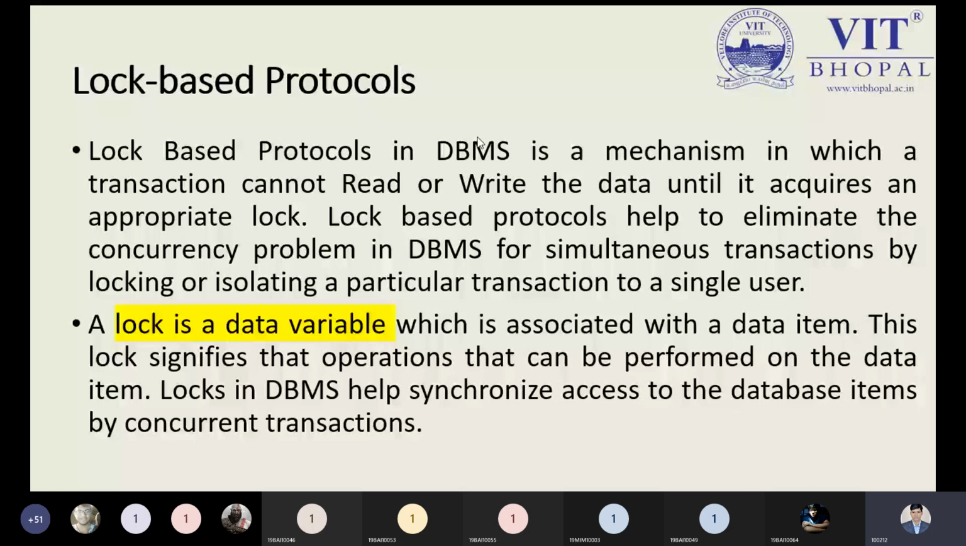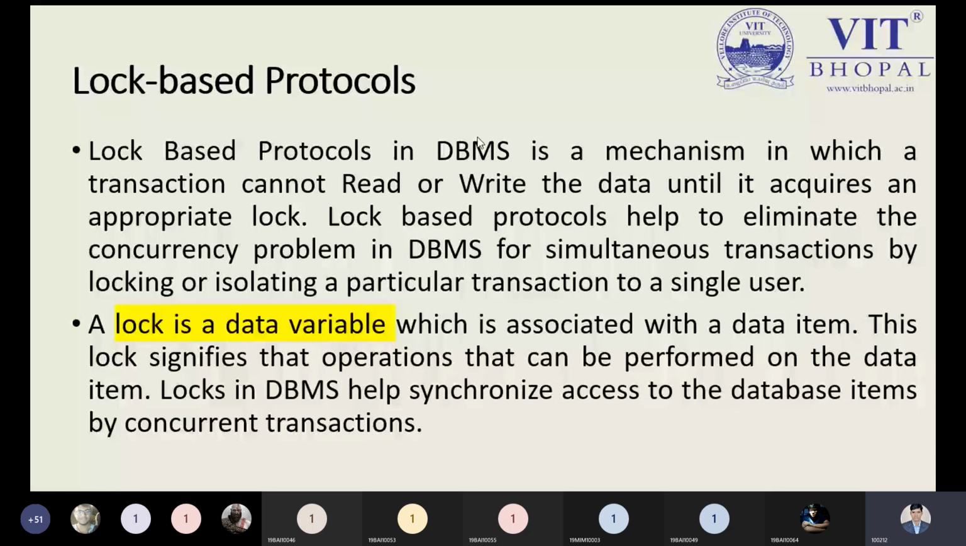We have two important points: one is lock and unlock. These are two different sub operations of transaction management, or of any transaction. Of course, read and write operations are done on the data item. Let me clarify to all once again: read and write operations are the two different operations that can be done on the data item.